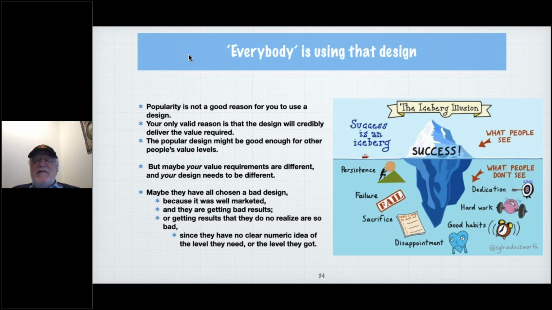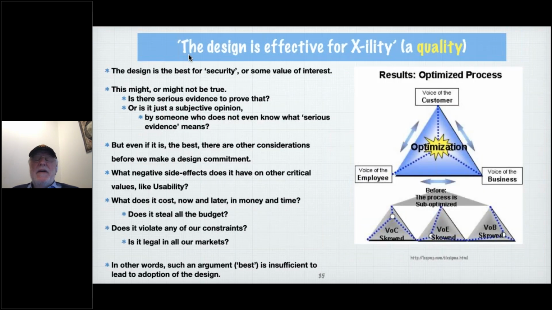We don't choose designs because everybody is using them. They may all be using the right thing for them, but this might not be the right thing for you. It doesn't hurt to look at a popular design, but the only interesting question is, is this in fact the best one for our requirements?